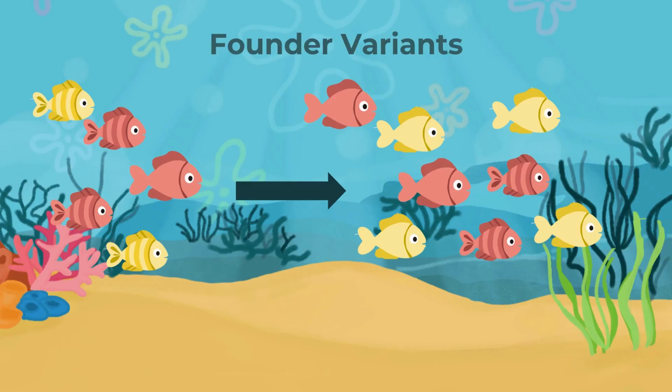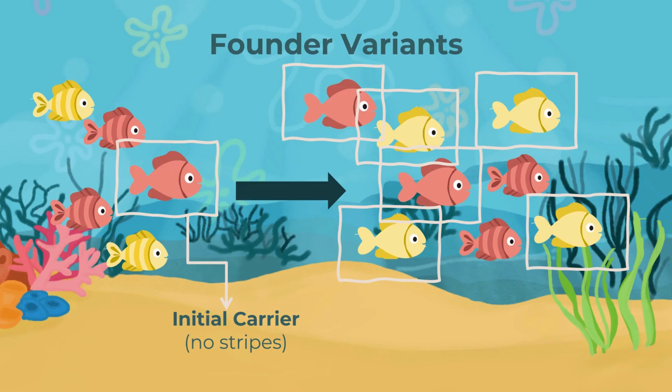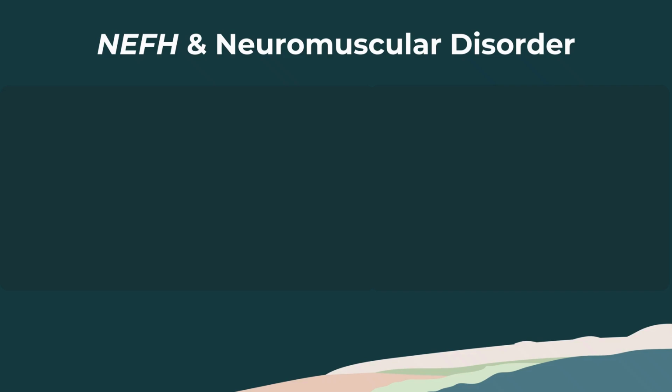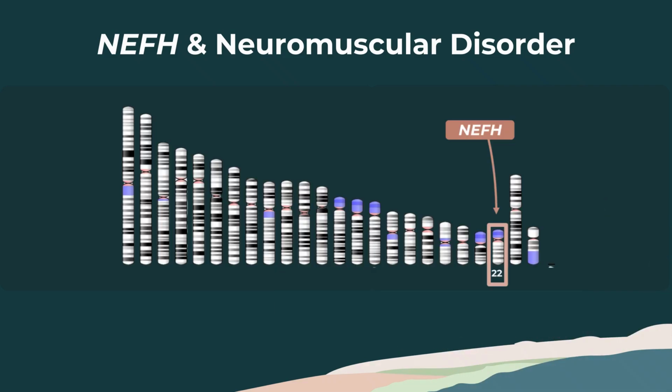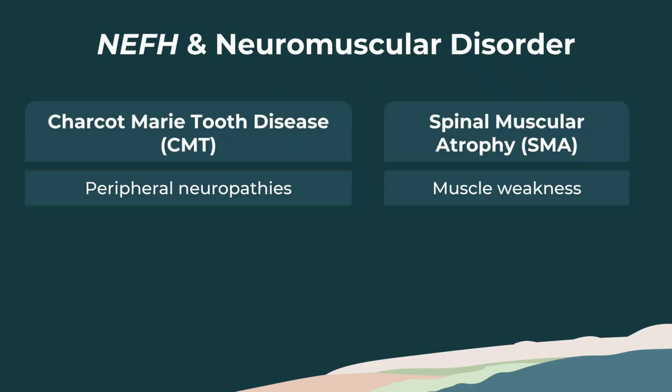Wait, so how does this play a role in humans? Well, they contribute to founder variants. These are variants that occur at a higher frequency in isolated populations because they stem from a common ancestor who acted as the initial carrier. Kind of like that case we studied in class on the founder mutation in the NEFH gene that was associated with Japanese nationwide patients with CMT and SMA.